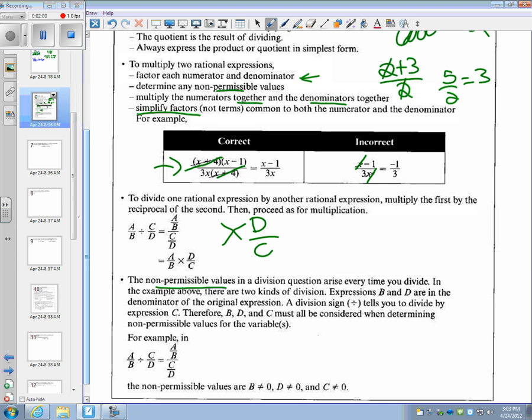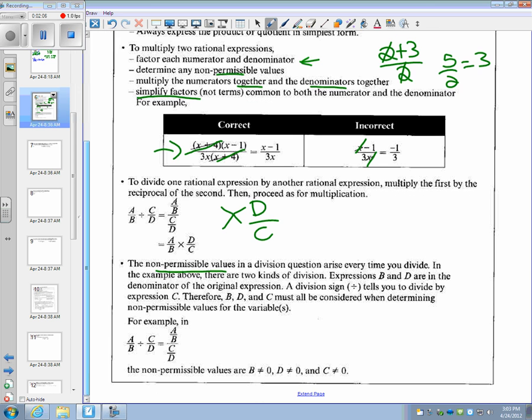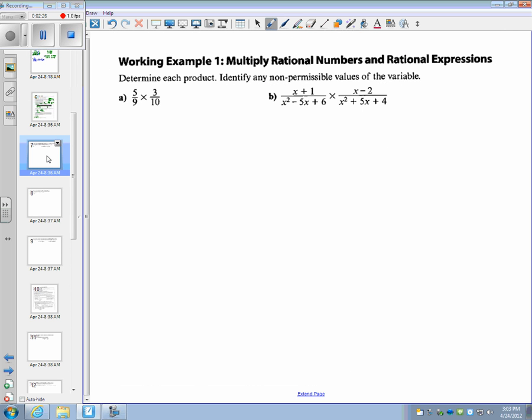So there's two kinds of division. Expressions b and d are in the denominator in the beginning. So we have b and d in the denominator. But then when we flip c over d, c becomes a denominator as well. So we actually get more non-permissible values that we have to check out for. So in this case, b could not be 0, d could not be 0, and c could not be 0. Okay, let's see how this looks.